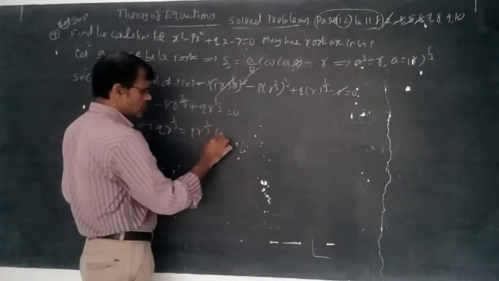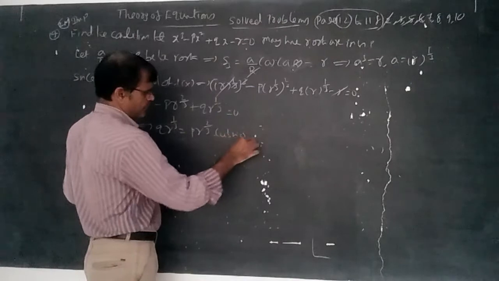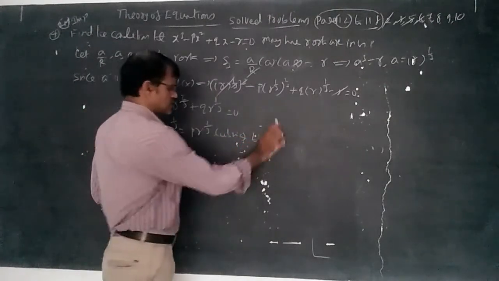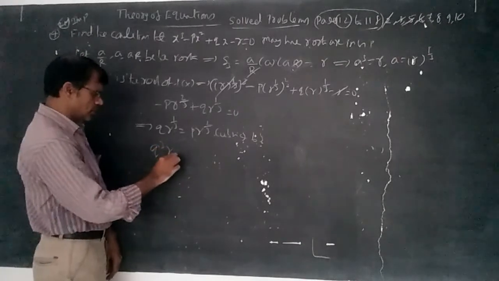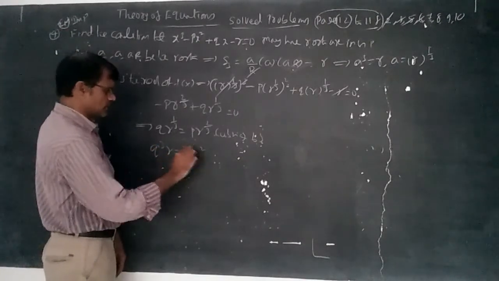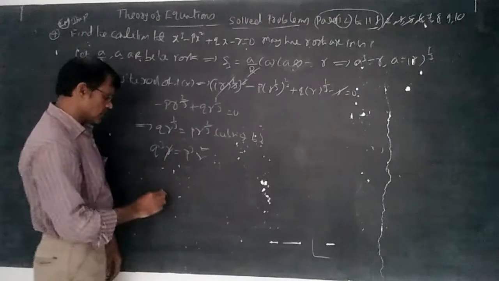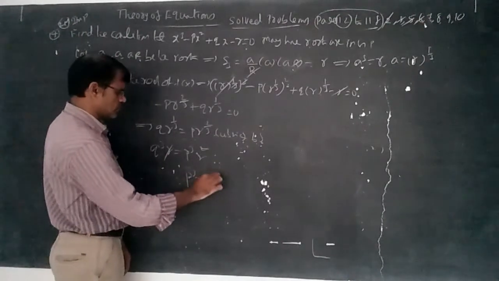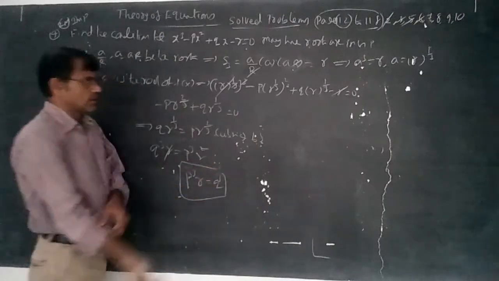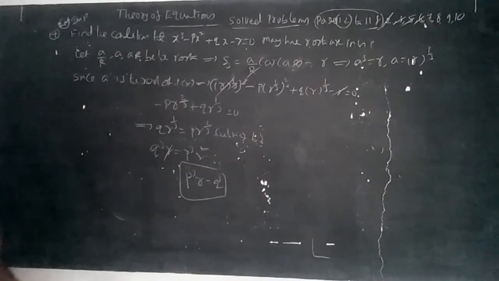Now you can write, cubing both sides, q cube r is equal to p cube r square. R will get cancelled with r square times. So you can write p cube r is equal to q cube. This is a repeated question in IPE, a 2 marks question.